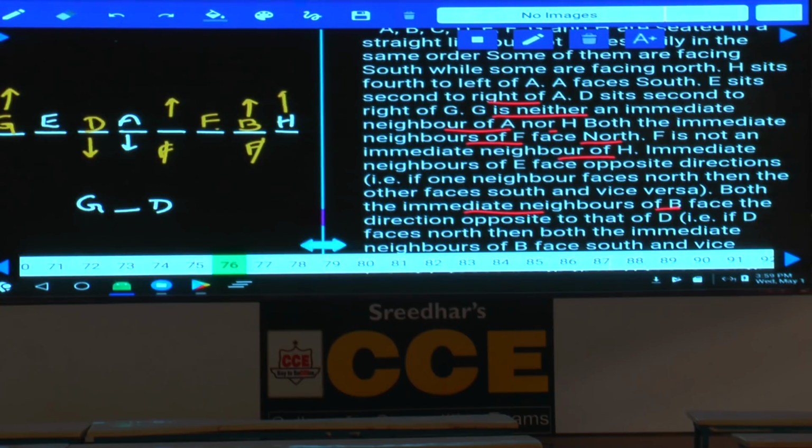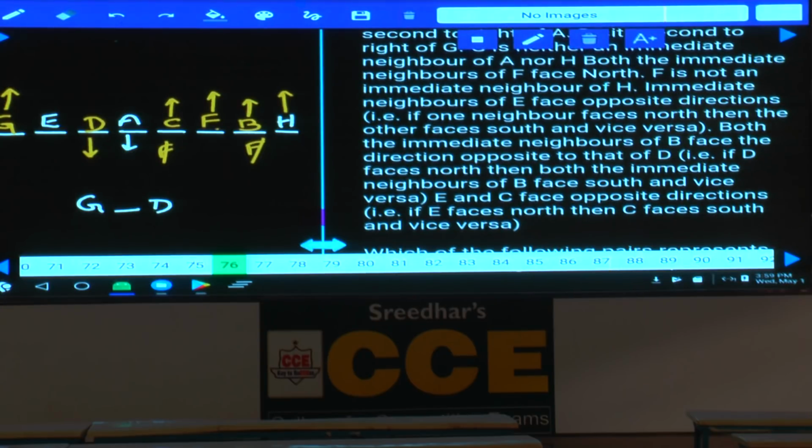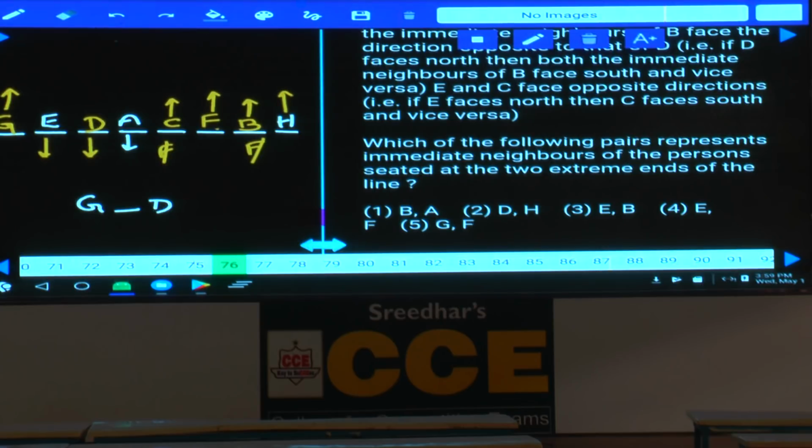Then F and H are the immediate neighbors of B, are facing towards north, and the person who is left over is C, and C is facing towards north. Done? Now, this is how these 8 persons were seated, and E and C face opposite direction, as C is facing towards north and E is towards south. Then question number 76, which of the following pairs represent immediate neighbors of the person seated at the two extreme ends? Immediate neighbors of the person seated at the extreme ends, E and B. B and E, choice 3.